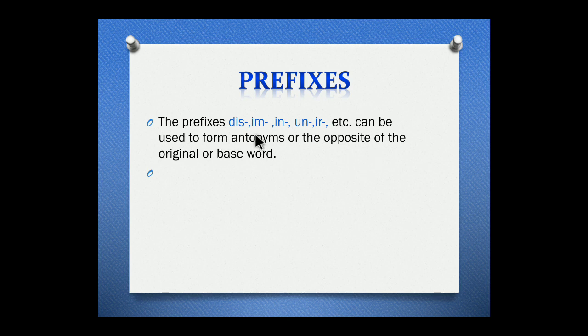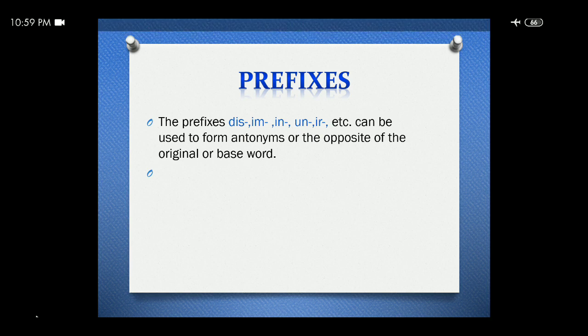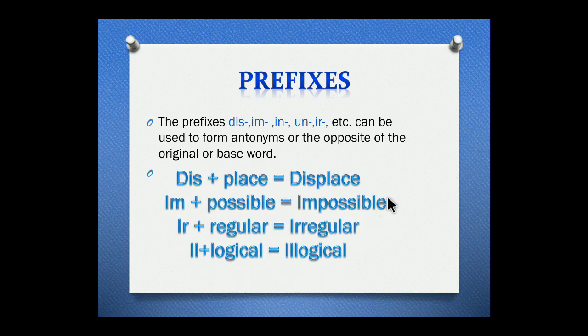So for example, if you take the base word happy, and I add un to it, it becomes unhappy. Happy is something that you are joyful. When I say happy it means you're joyful, and when I say unhappy, when I add un to it, it becomes sad. That means when I add prefixes to the base word, it becomes the opposite of that particular word, right? So here are a few examples.